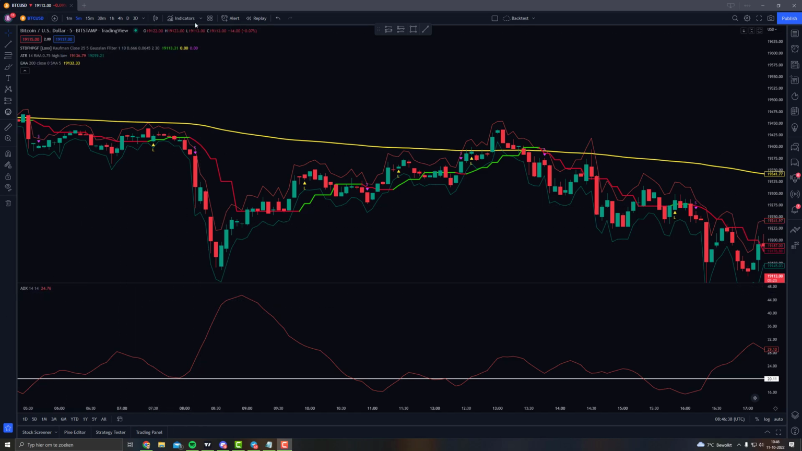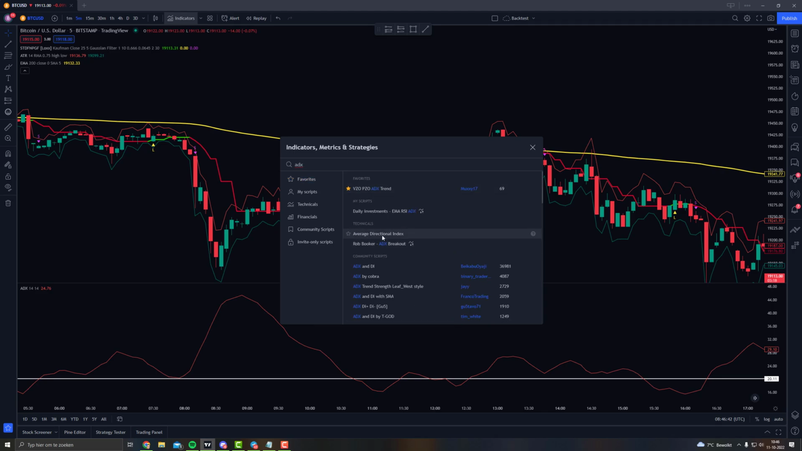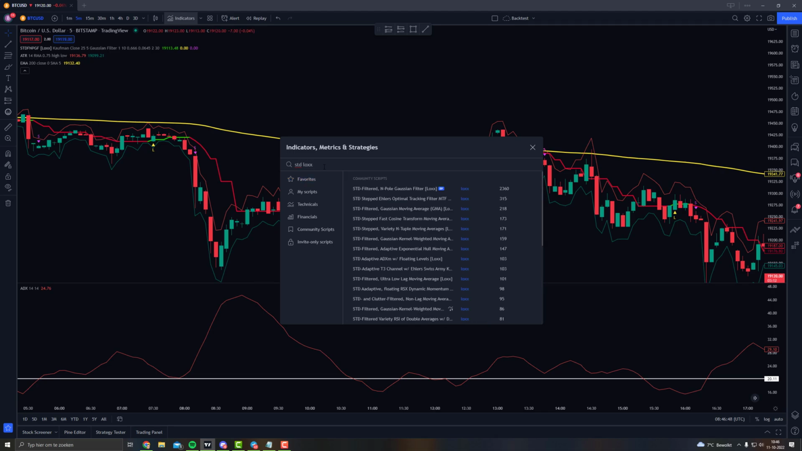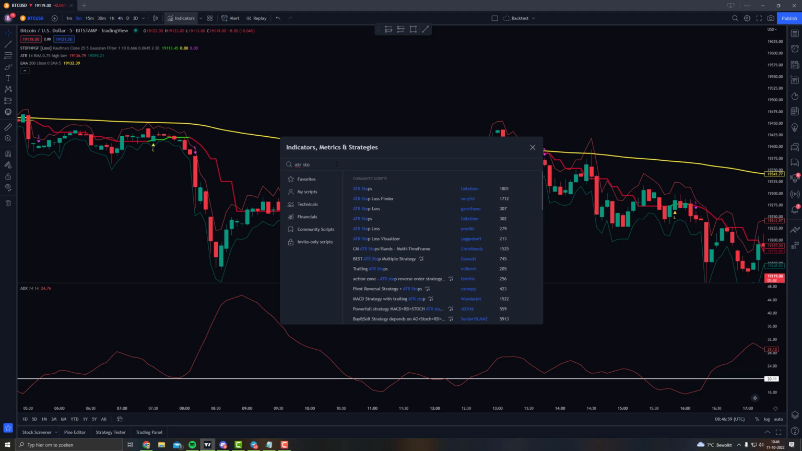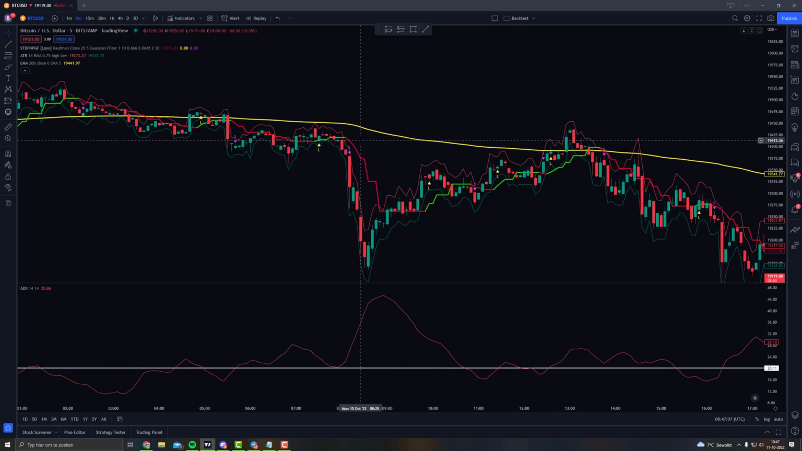I'm using an ADX. Let me just open the indicators. I use ADX, the average directional index. I'm using the STD of LOX, the filtered Gaussian filter. The other one is going to be the ATR stop loss finder of VeriFit, which is a commonly used one, and a regular EMA. That's up to you if you want to use that.